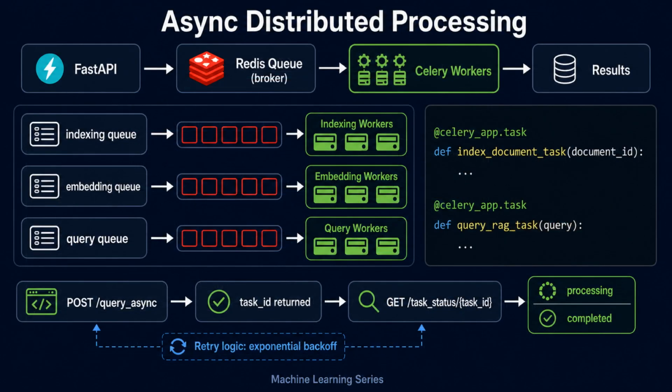For handling high query volumes and large-scale indexing, Celery provides distributed task processing. Tasks are defined with decorators and submitted to queues. Redis serves as the message broker. Multiple Celery workers consume tasks from queues and execute them. Separate queues for indexing, embedding, and query tasks allow different scaling and prioritization. The async API pattern returns a task ID immediately, allowing clients to poll for completion status. Built-in retry logic with exponential backoff handles transient failures gracefully. This architecture scales horizontally by adding more workers.